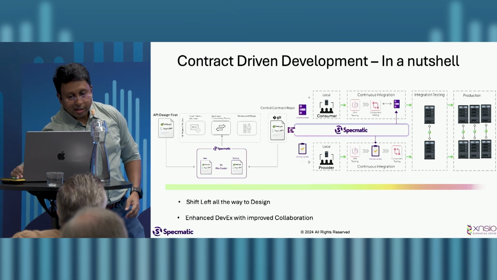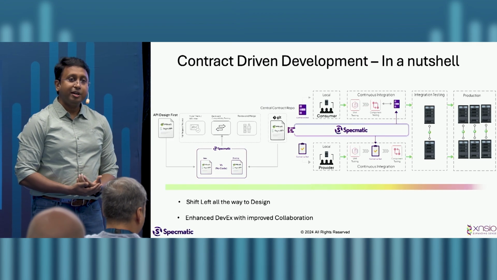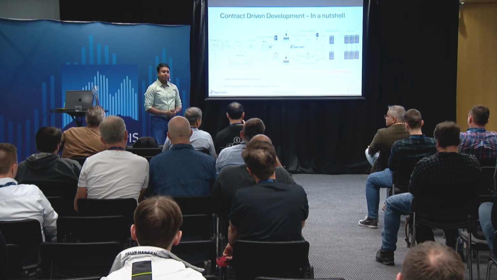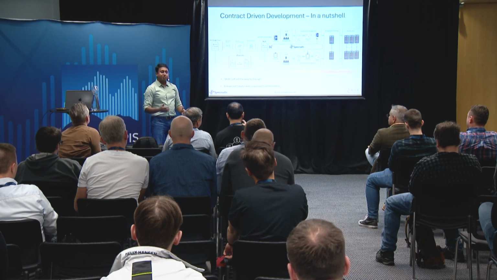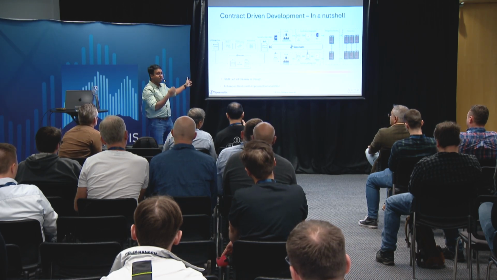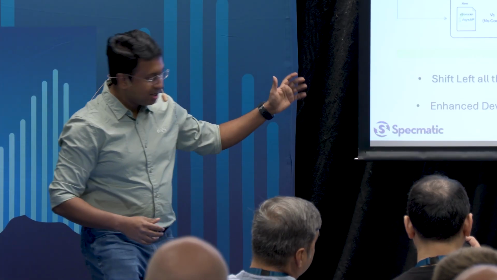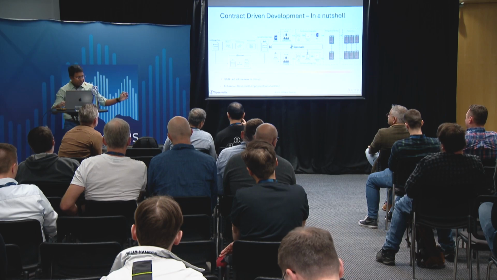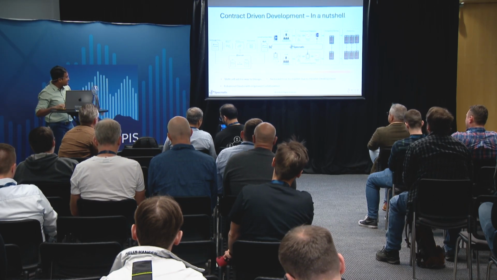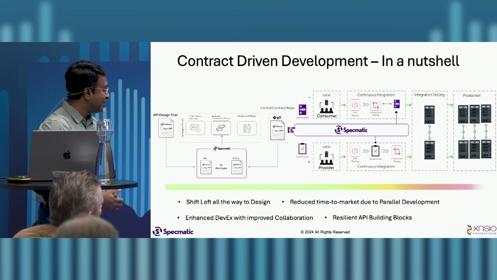The next piece we're talking about is the enhanced DevX. As a developer, when I say API design first, people might think that, oh, it's not an evolutionary practice. Someone's going to write the APIs first, and then I'm just going to follow it. That's not the case. This is exactly important for an evolutionary design situation, right? As the API specifications change, you have to be able to get feedback. So I'll stop right away. Of course, this leads to reduced time to market because of the parallel development. And you could build resilient API building blocks.